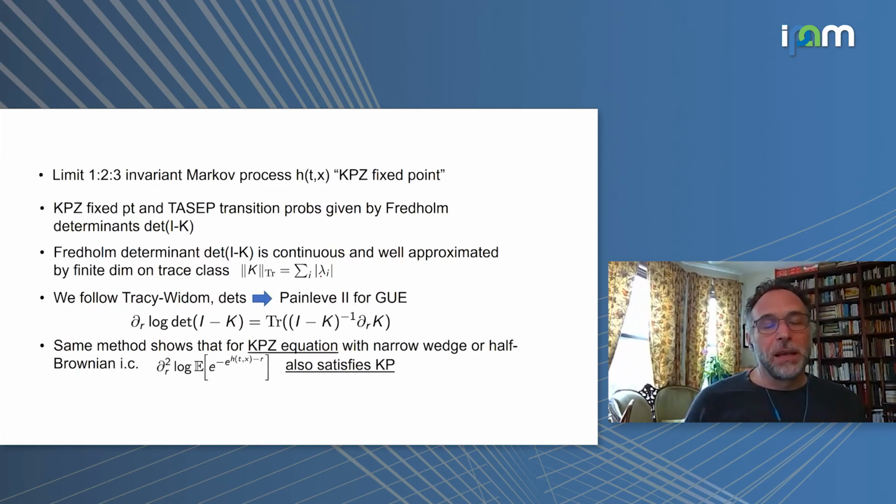Okay. Now, as I said before, it's not just the limiting fluctuations of TASEP and the 6 other models we can actually do this for. There's a limiting Markov process, H(t,x), which is called the KPZ fixed point. And the KPZ fixed point and TASEP, their transition probabilities are actually given by Fredholm determinants, which I'll describe in a second. So in a few minutes, I'll describe the Fredholm determinant formulas for the transition probabilities of TASEP and their limits.